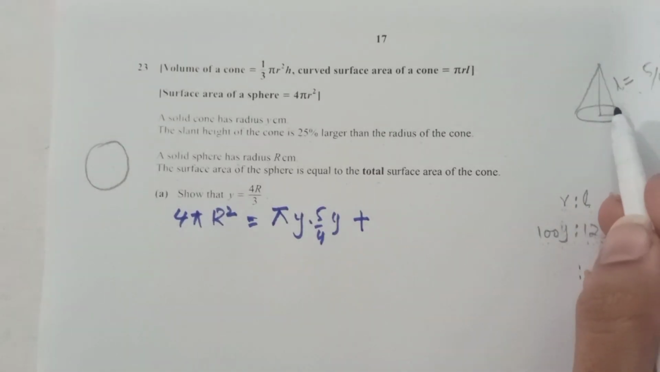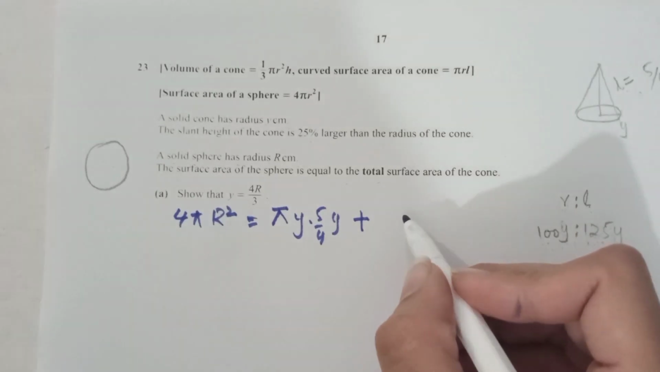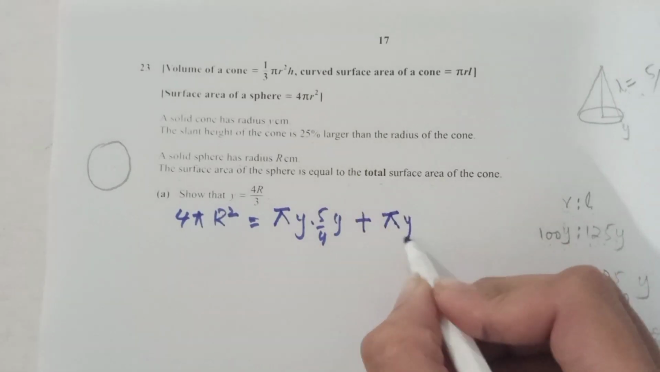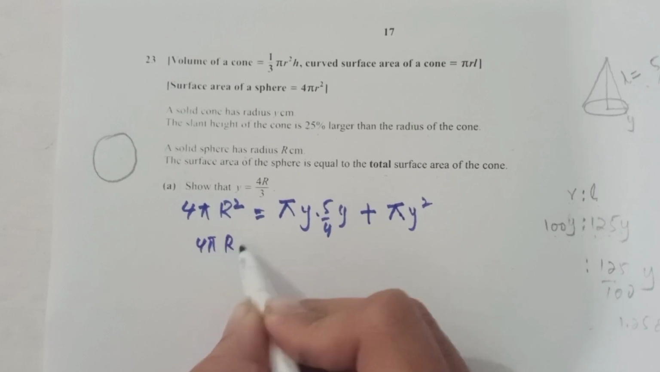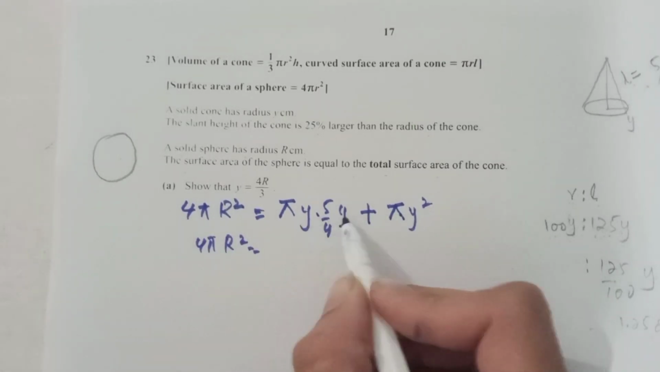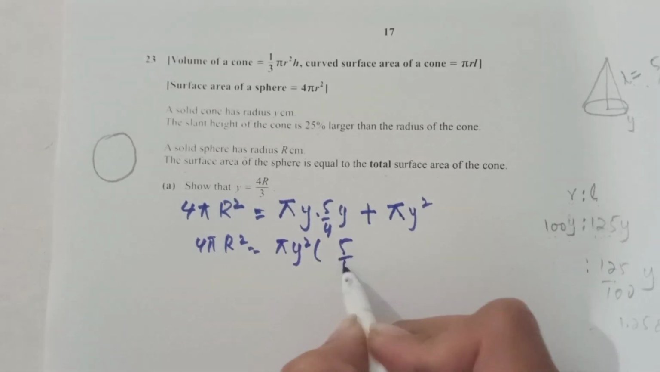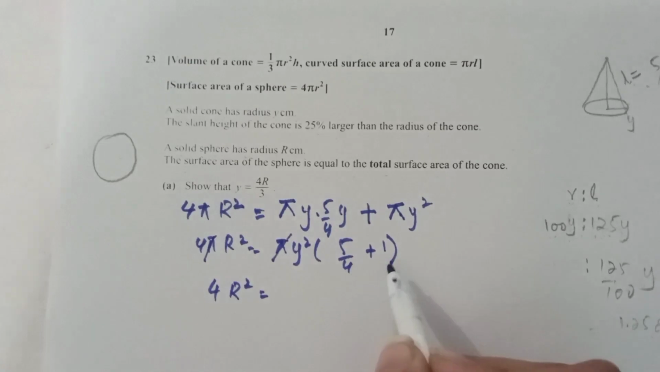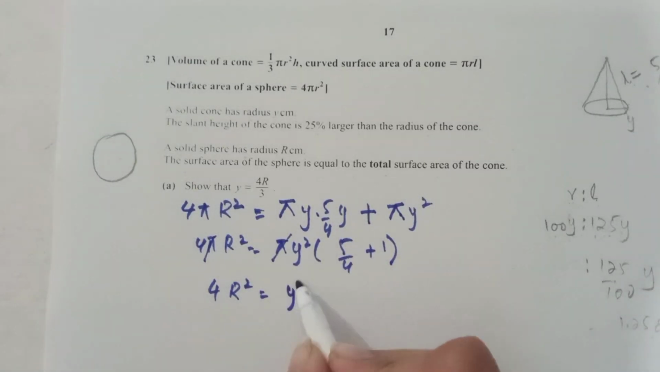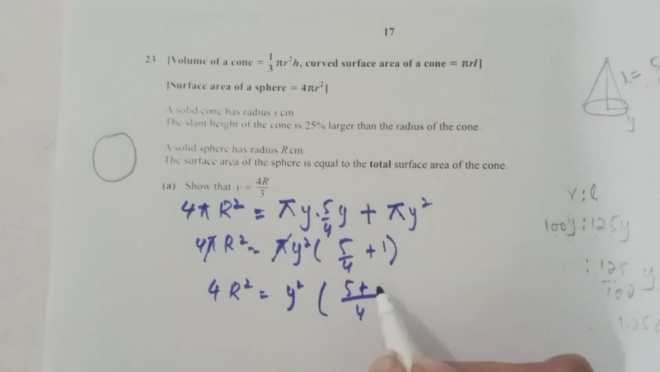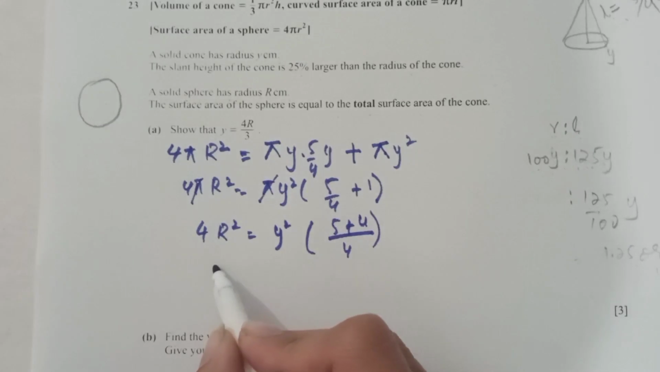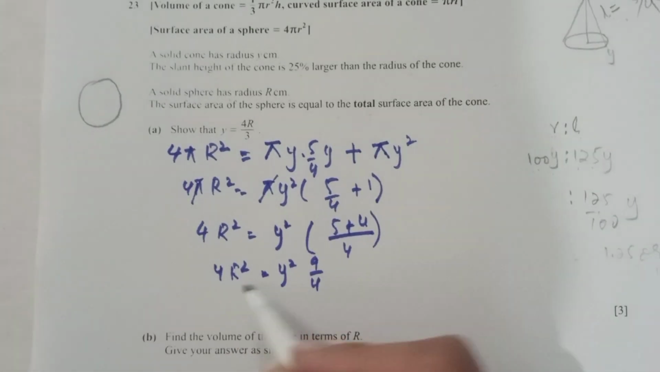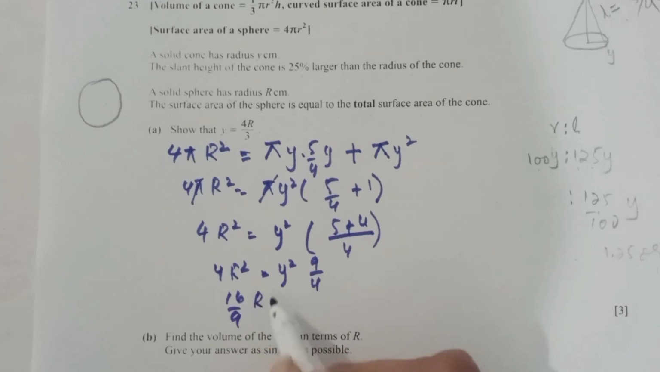Add that, which is a circle, and that is equal to pi r square, where r is y, so pi y square. By solving it, we take pi y square common, and left is 5 by 4 plus 1, and we cancel the pi on both sides. 4 R square, take the LCM of it, y square is equal to 4 R square, 9 by 4. By cross multiplying, we get 16 by 9 R square equals y square.